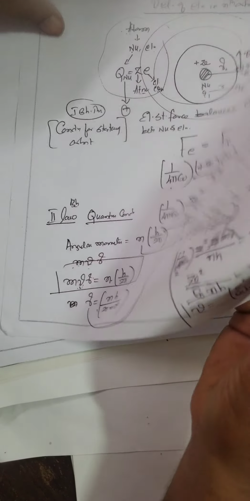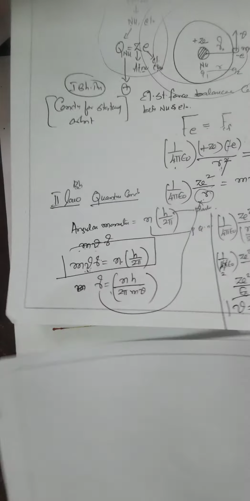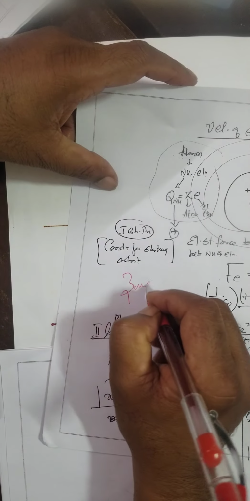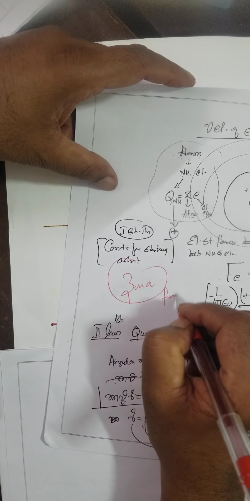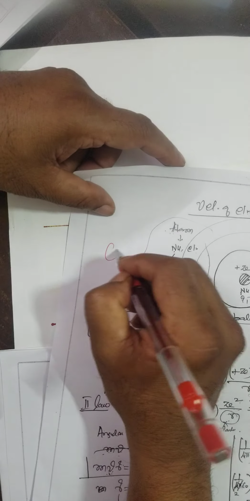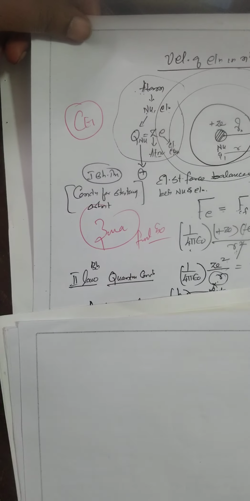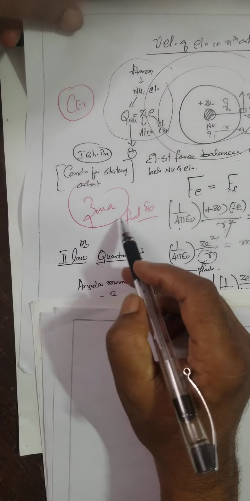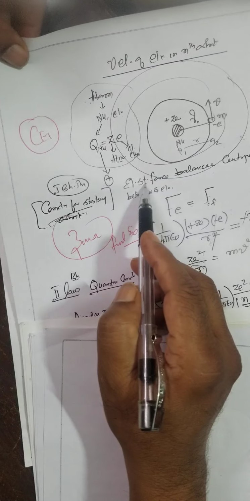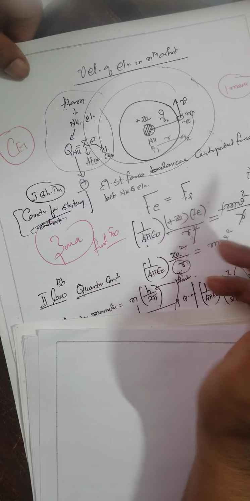Let me see what the consequences are. Now coming back to the CET, this is for 3 marks that they'll ask you in the final exam. For CET, what are the questions they will ask? Look here. Condition for quantum condition: electrostatic force is equal to centripetal force.